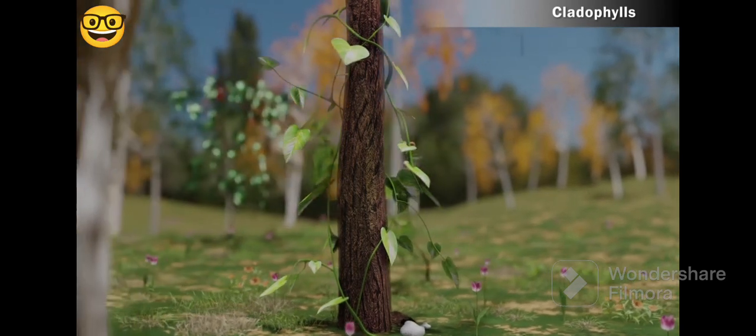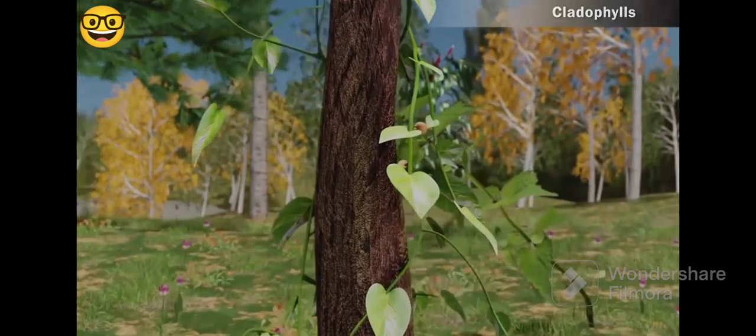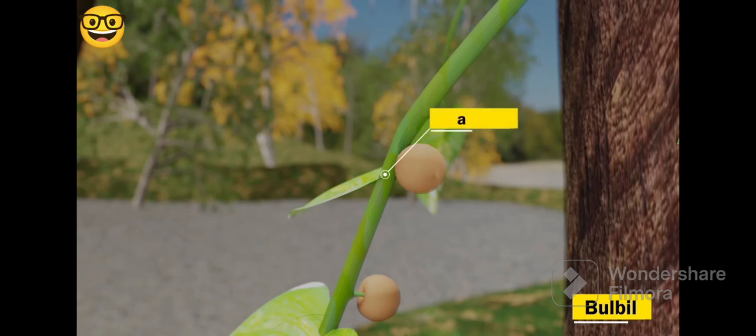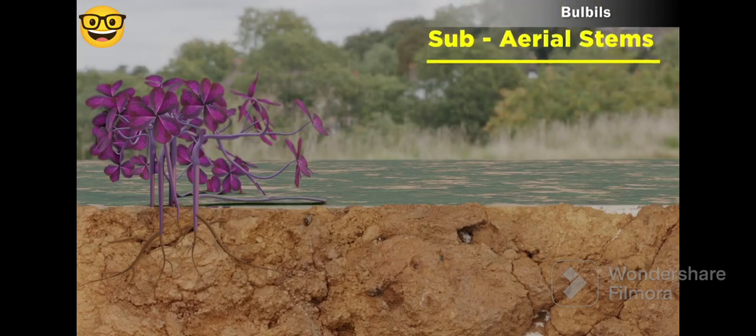5. Bulbil. Bulbils are structures which separate from the parent plant and form adventitious roots that help in vegetative propagation. For example, Dioscorea. 2. Subaerial stems.